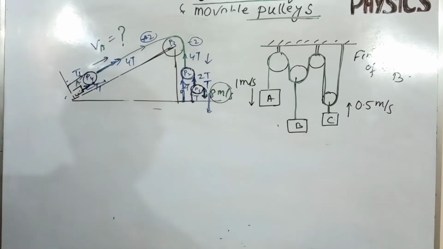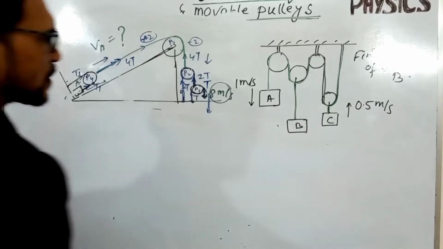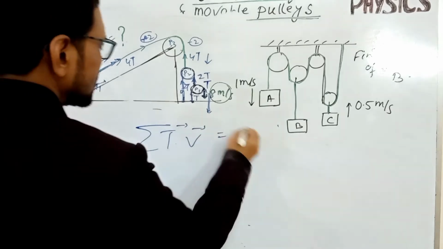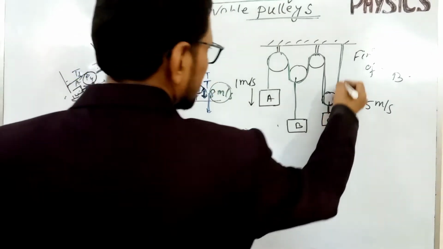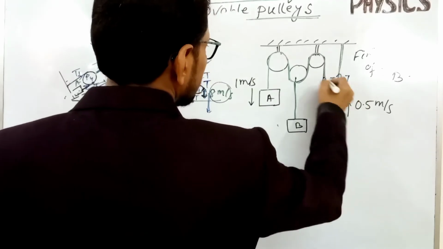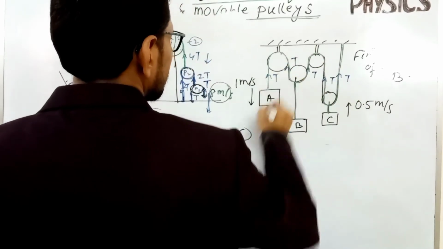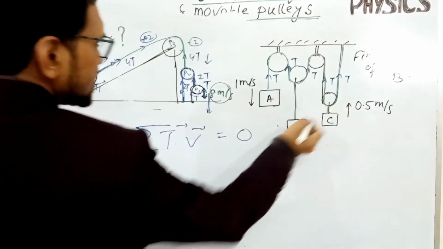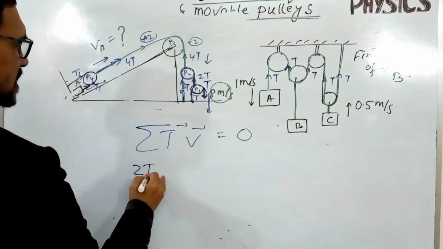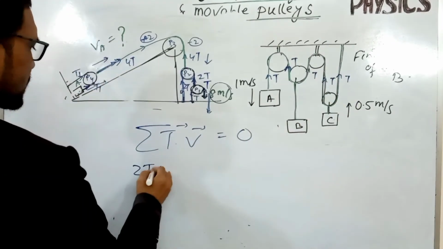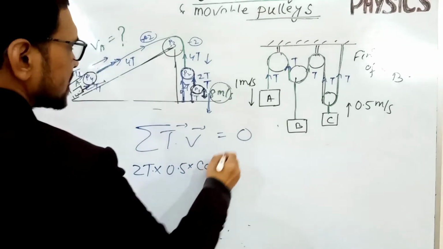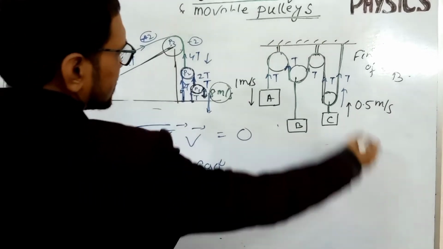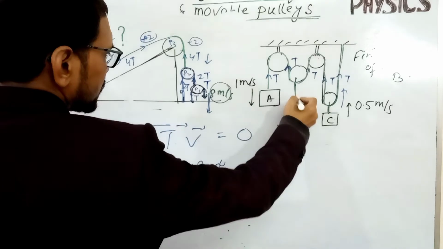Now for this problem we apply T dot V equal to 0. What is the tension? The tension of this is T, T, T, because the string is the same, so the tension will be the same. For block C, the tension is 2T, and velocity is 0.5 cos 0 degree, because tension and velocity are along the same direction, and this is a fixed pulley.